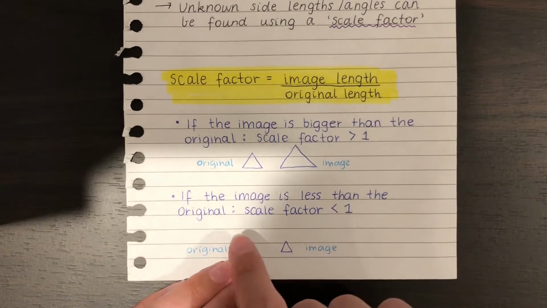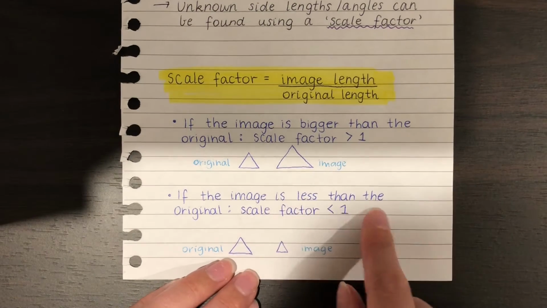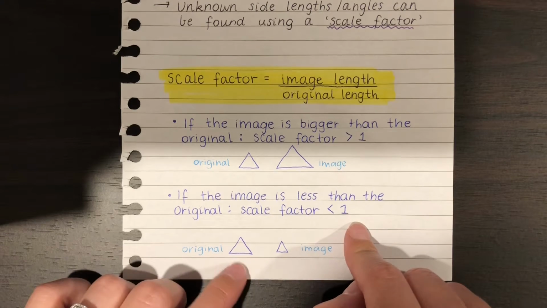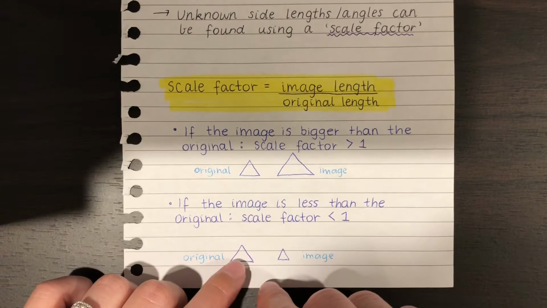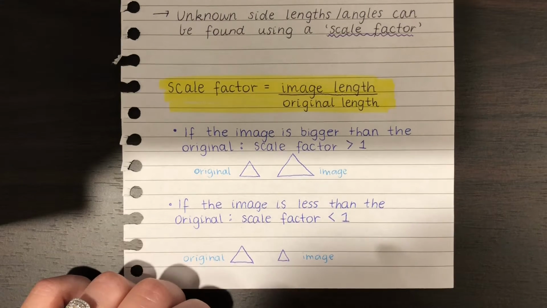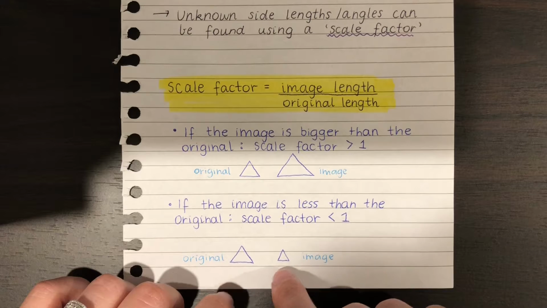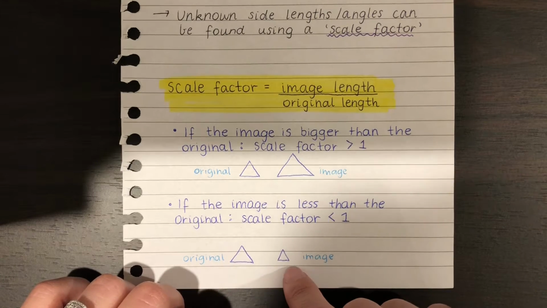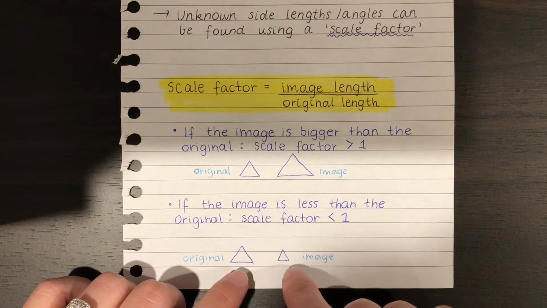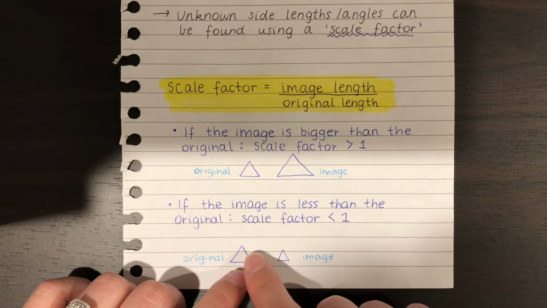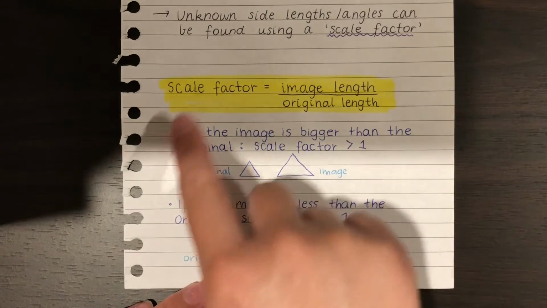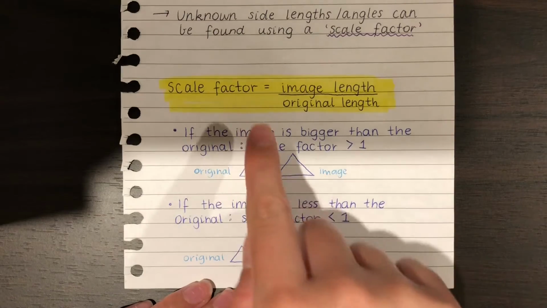On the other hand, if the image is less than the original, the scale factor will be less than 1. This time I've got two triangles again. The original is a larger triangle compared to the image, as if we're zooming out on something. Because what we've ended up with is smaller than what we began with, the scale factor will be less than 1, because the size of the triangles has decreased. We'll go through this with 4 different examples.